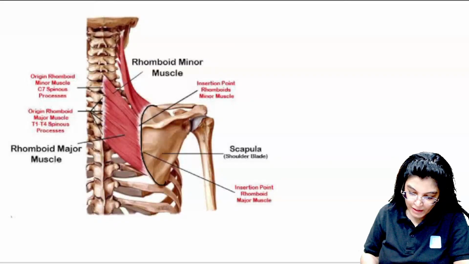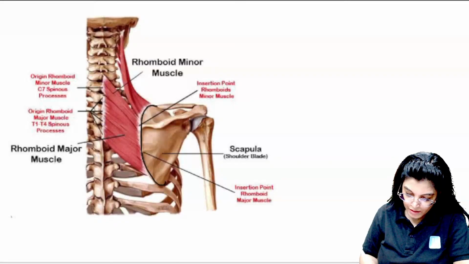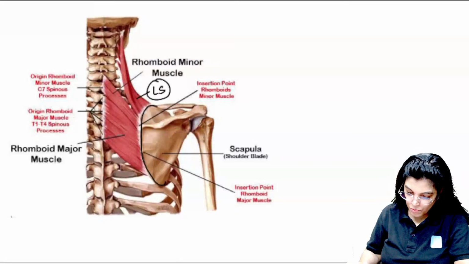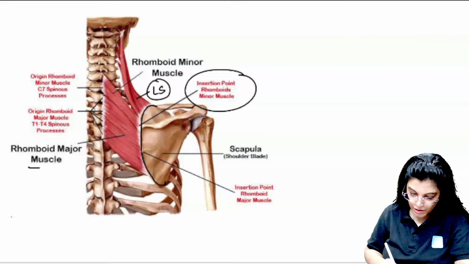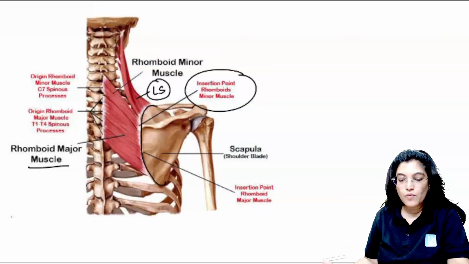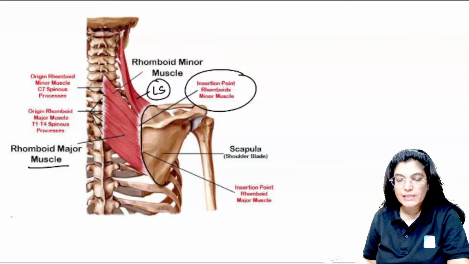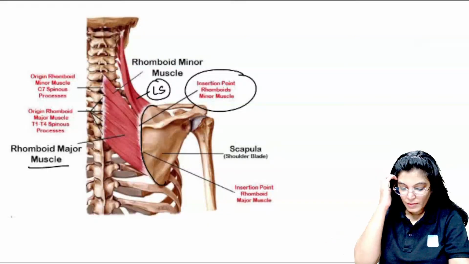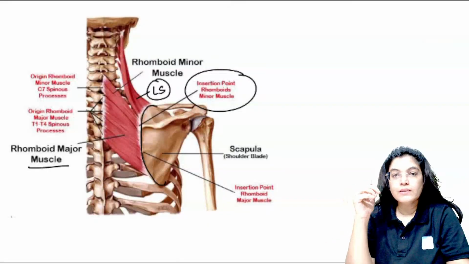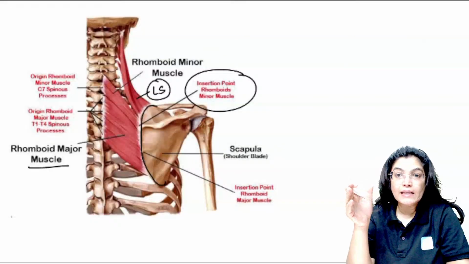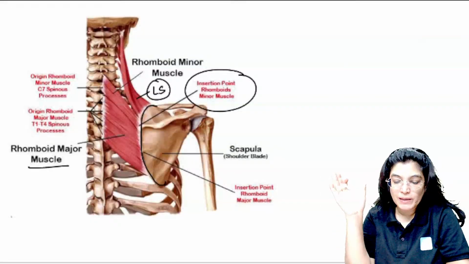We have got the levator scapulae muscle. This is the levator scapulae muscle. In short I am writing, this is rhomboides minor, and then we have got the rhomboides major muscle. So one by one I will tell you about all these muscles. Basically these muscles are connecting the axial skeleton to the appendicular skeleton.